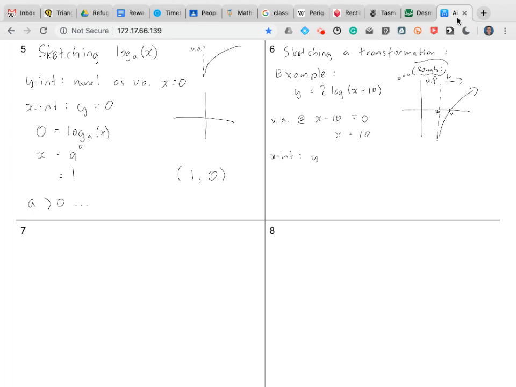X-intercept, set y equal to 0. So I have 2 log x minus 10 is equal to 0, which is the same as log of x minus 10 is equal to 0. So I can divide both sides by 2 and it doesn't affect it, right? Now again, base 10 to the power of 0 is equal to x minus 10. Like so. X minus 10 is equal to 1, and I'll just keep it on the same slide. X is equal to 11.